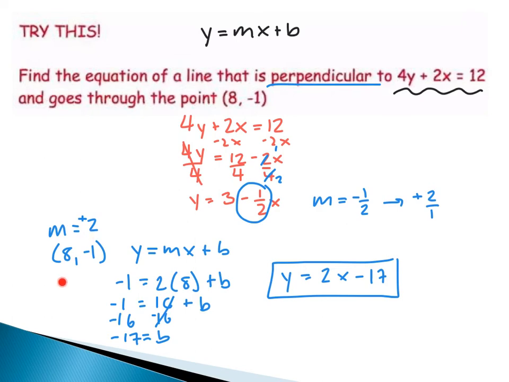Then I know I'm given the point x and y. Again, 8 is x, this is y. So I have to plug these things into my equation. -1 equals 2 times 8 plus b, and solve for b, which is -17. And my equation would be y equals 2x minus 17. Hopefully you got that correct. The biggest challenge was the first step of getting that equation in slope-intercept form.